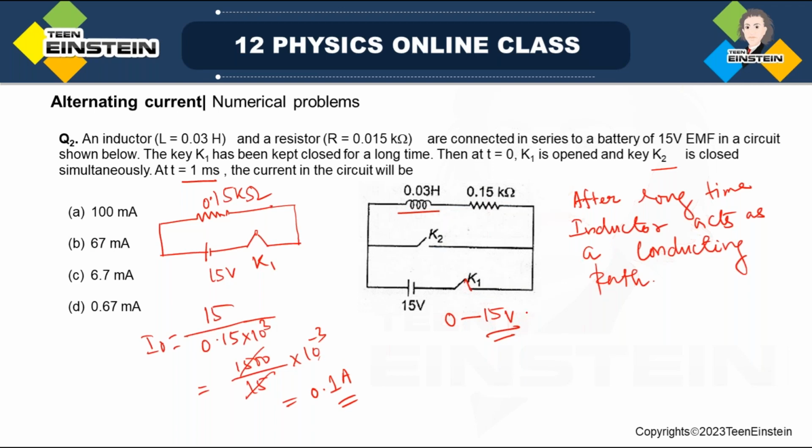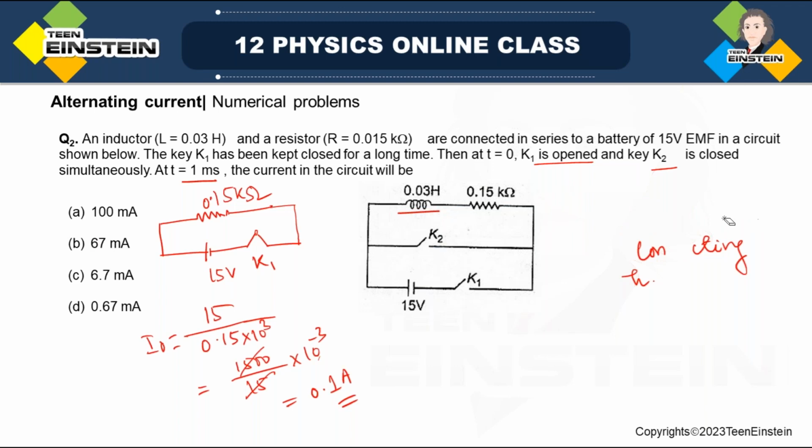Now see, at t is equal to 0, K1 is opened, so this is open now. Now after a long time, the LR circuit has got some current.